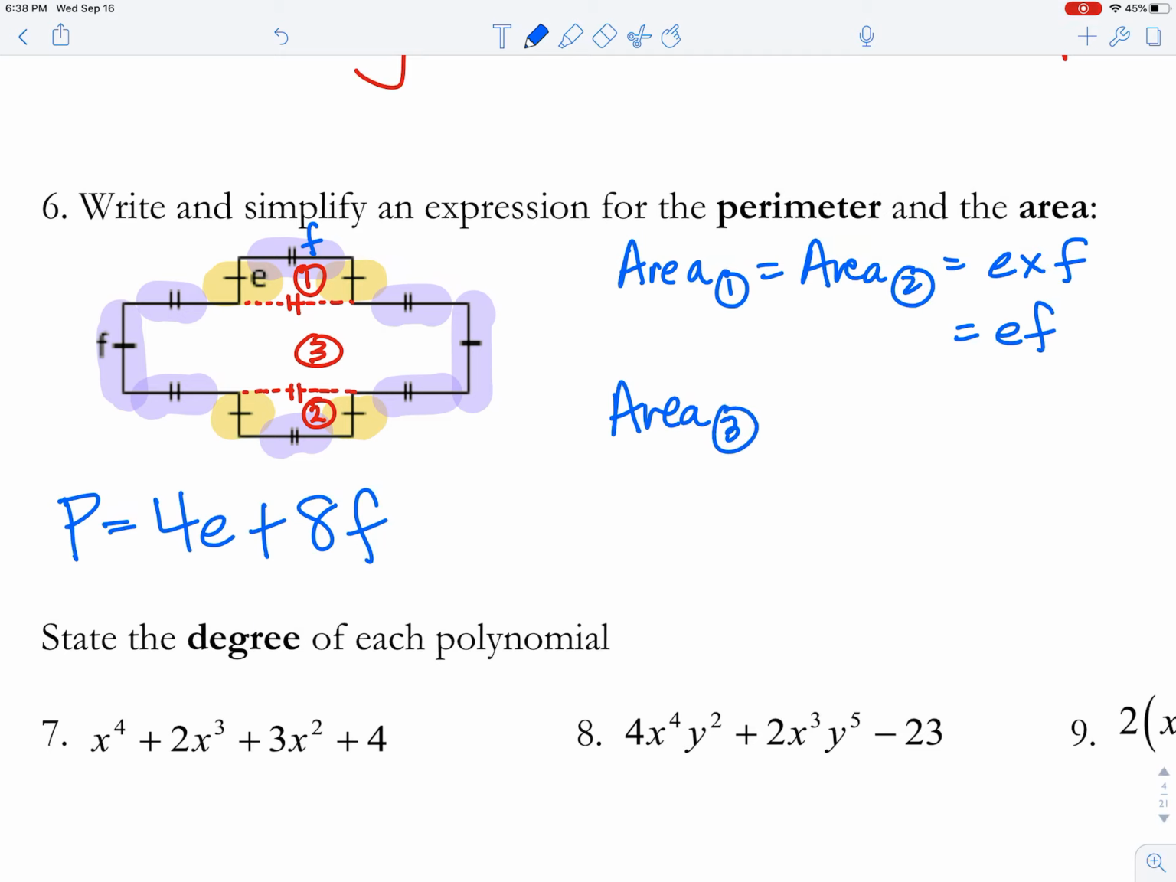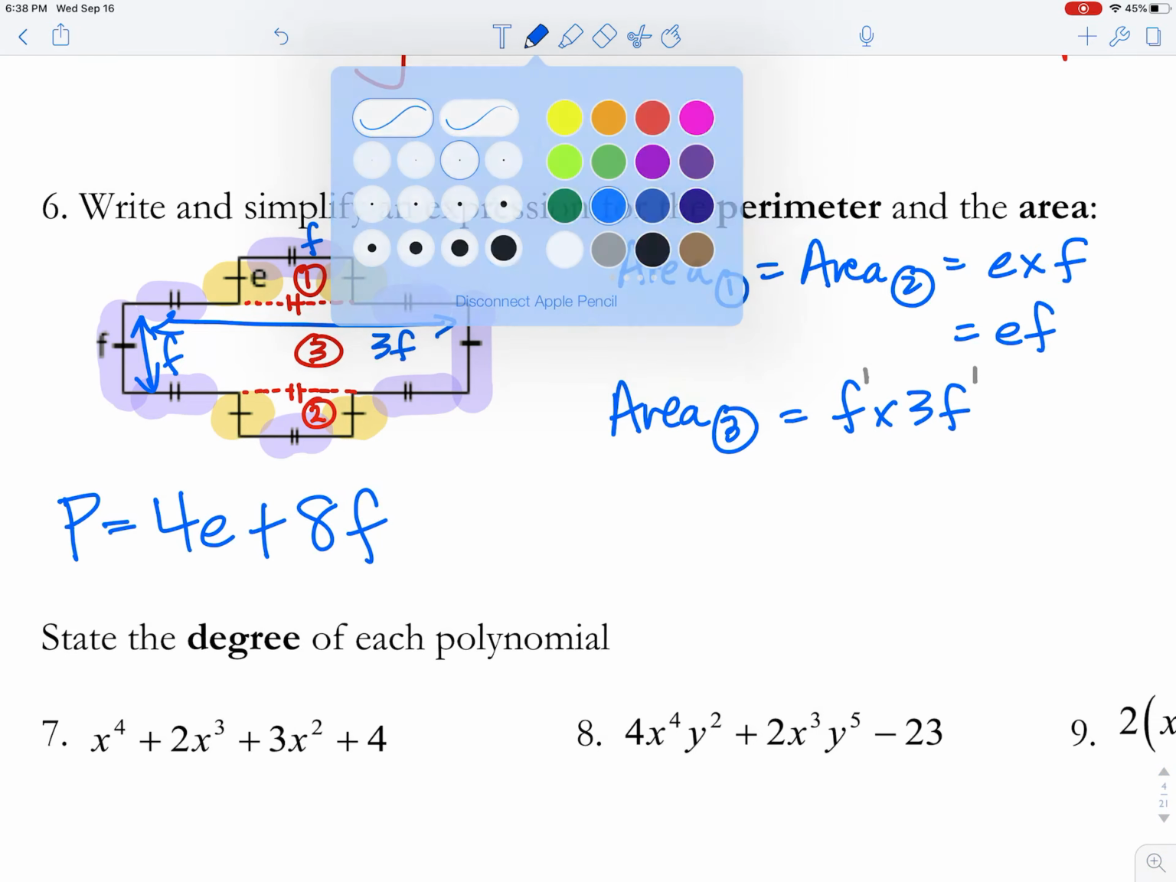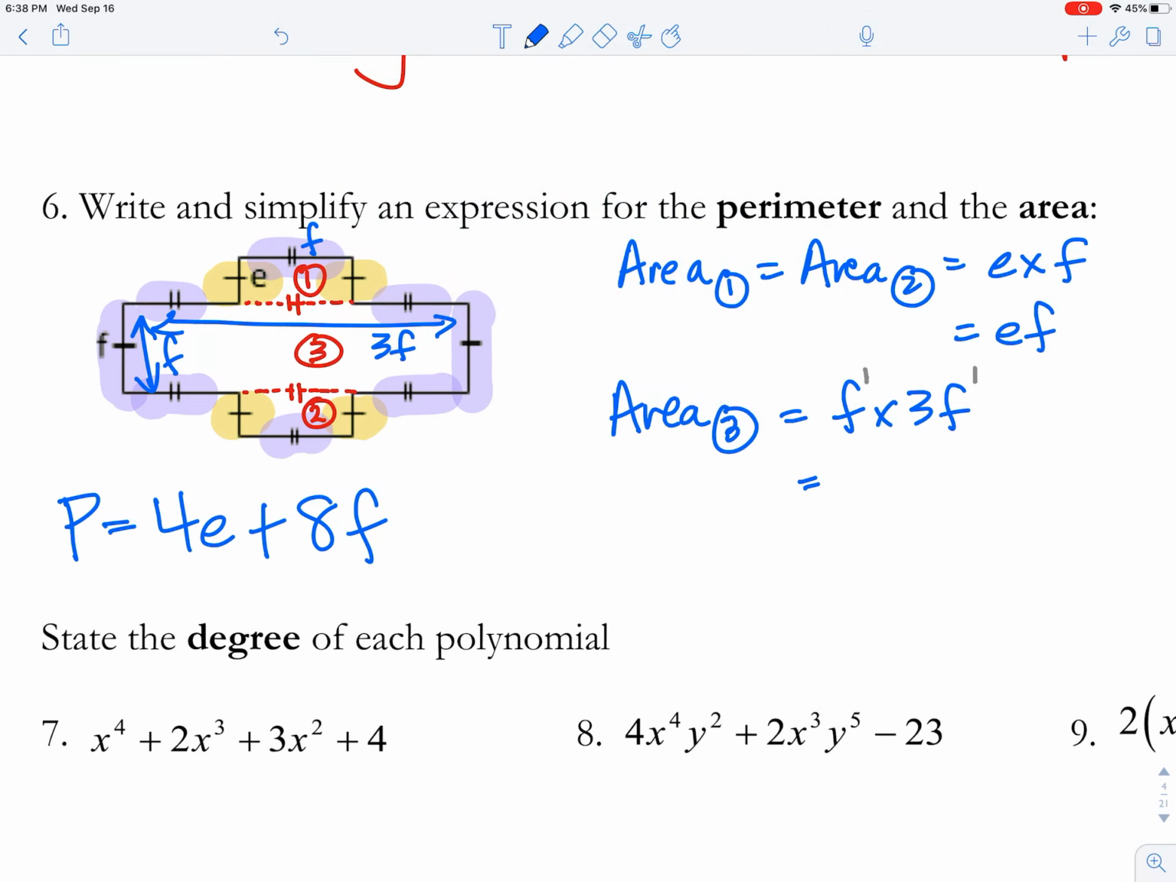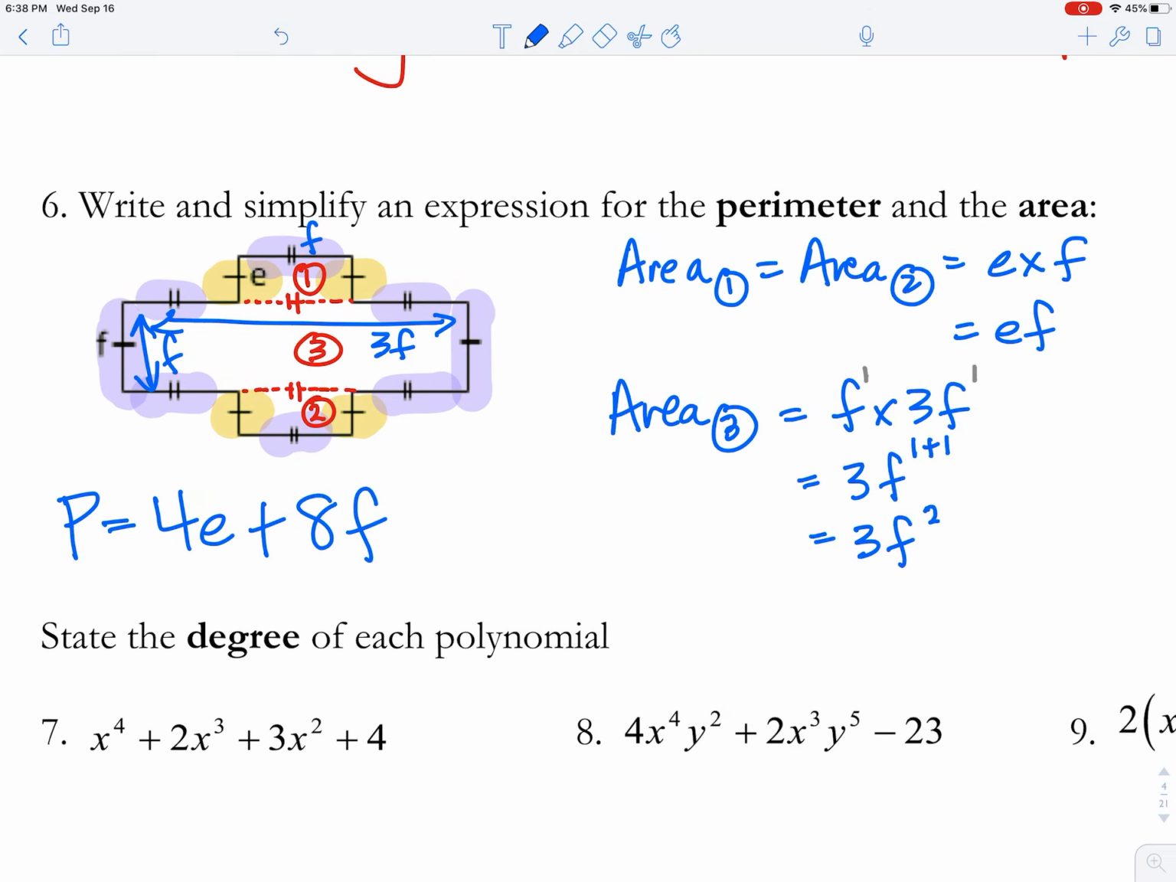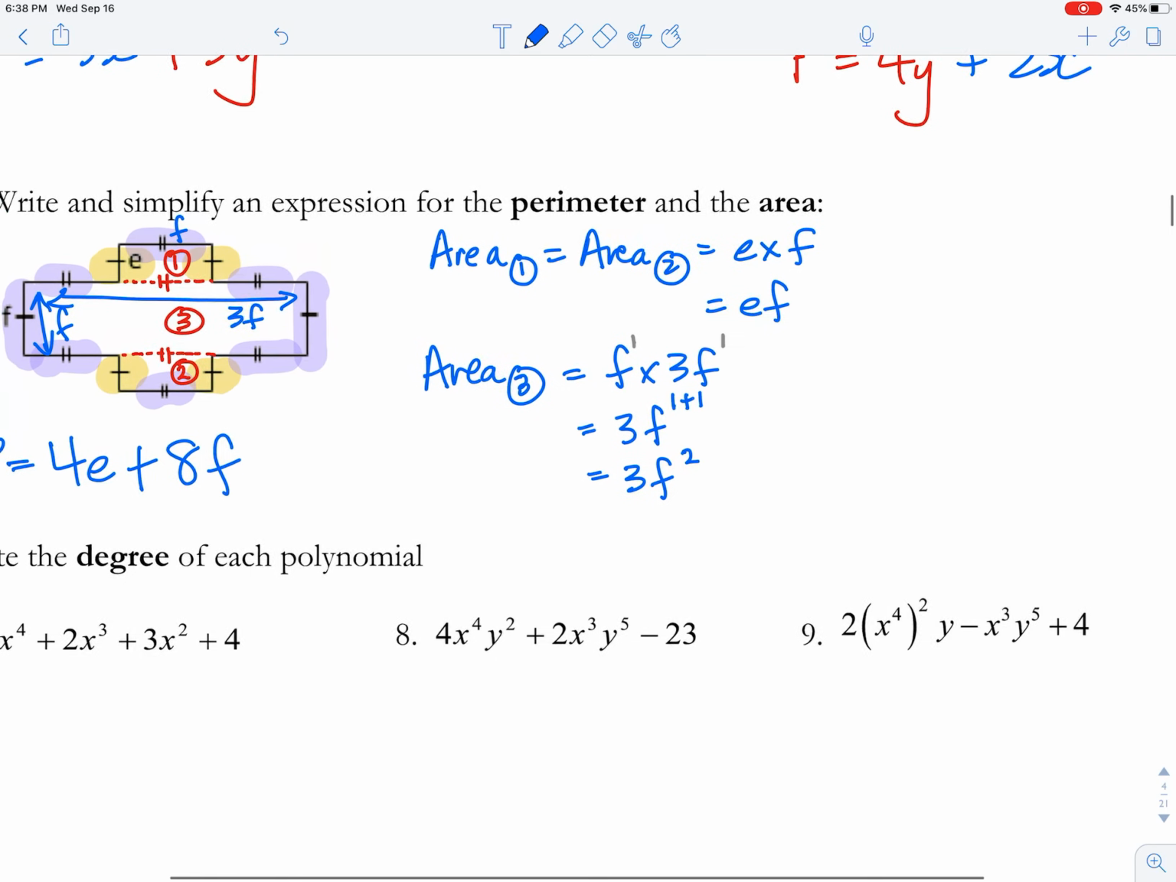The area of section 3, we know it's got a height of f, and we know it's got a length of 3f. So it'd be f times 3f. When we're multiplying, if I have f times f, last unit we learned with exponents, so that'd be like f^1 times f^1. When the bases match, we add the exponents. So the 3 would stay out front, and then we have f to the 1 plus 1, so it'd be 3f squared. But they wanted the area of the whole thing.